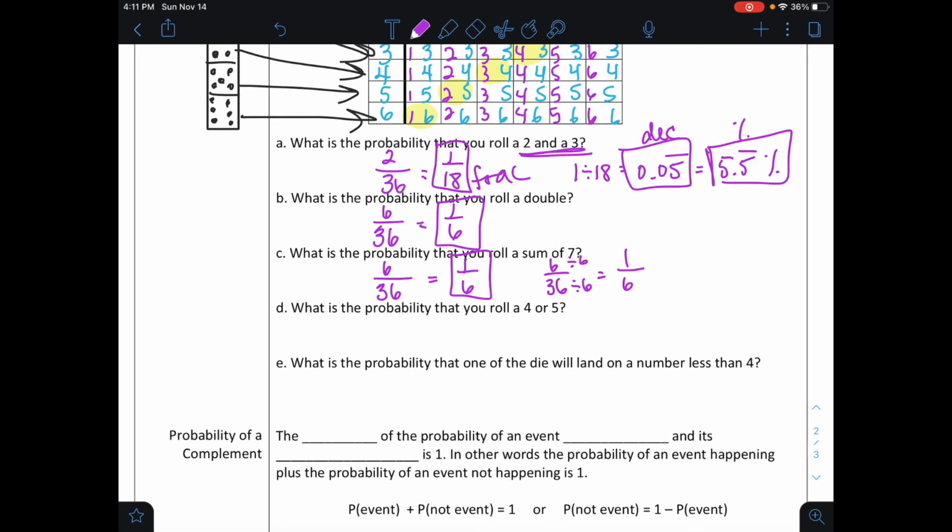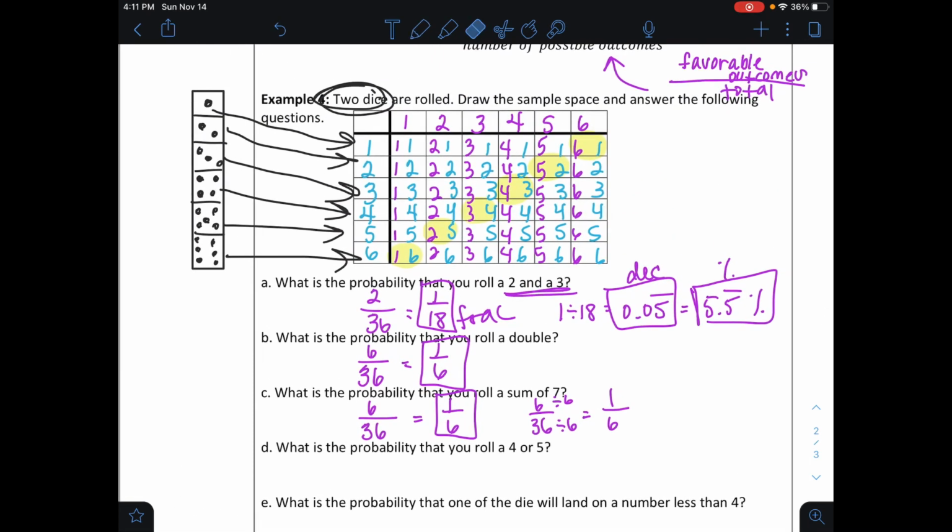All right, moving right along here. The probability that you roll a 4 or a 5. All right, so let's come back up here. Okay, 4 or a 5. It doesn't have to be 4 and a 5 at the same time. You can roll a 4 or a 5. So I see that we got some 4s here. Boom, this whole column is full of 4s. We got some 5s here. Boom, that whole column is full of 5s. Now let's look the other way. We could roll a 4 on the second die, or a 5 on the second. So these are all the different boxes that have a 4 or a 5 in it.